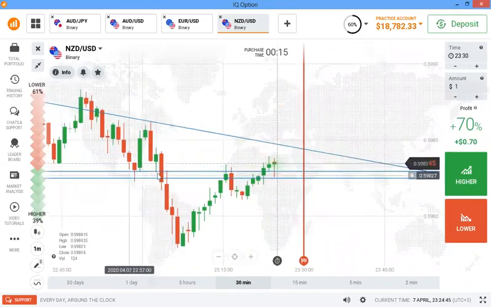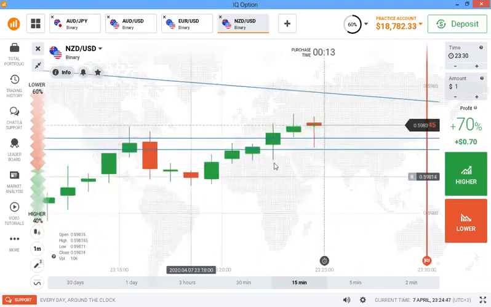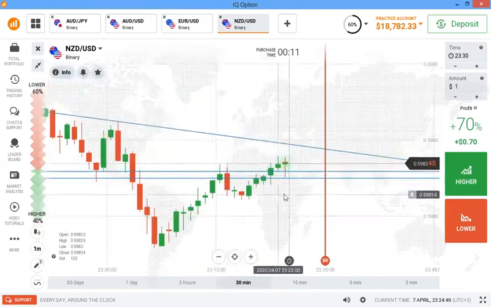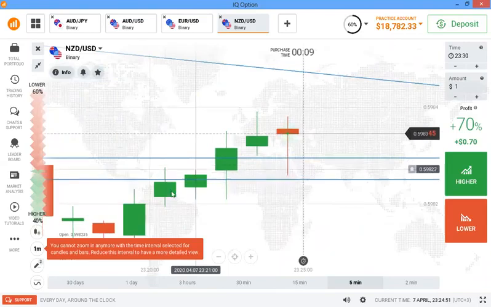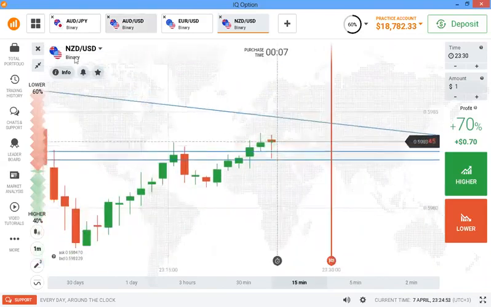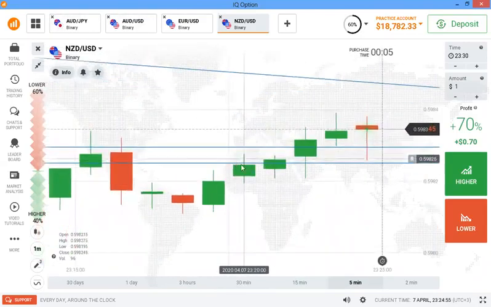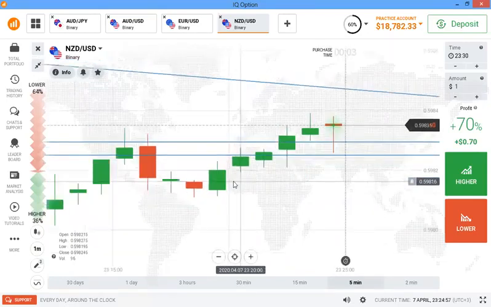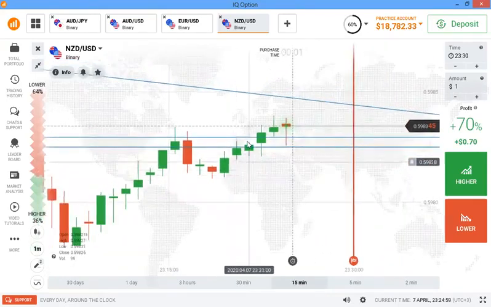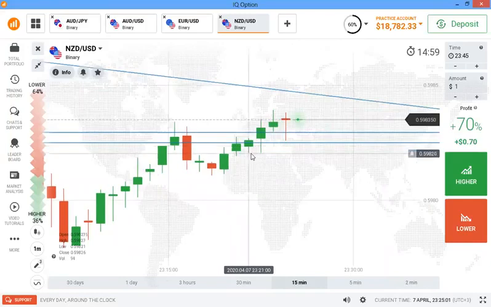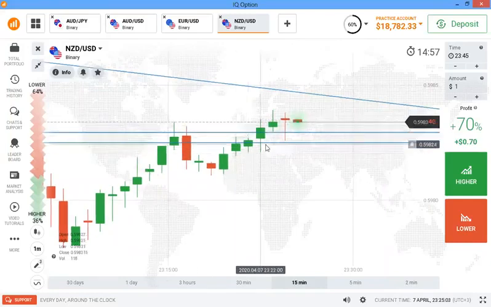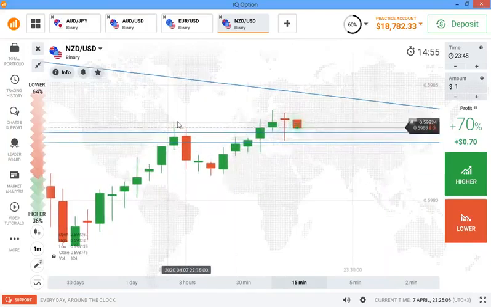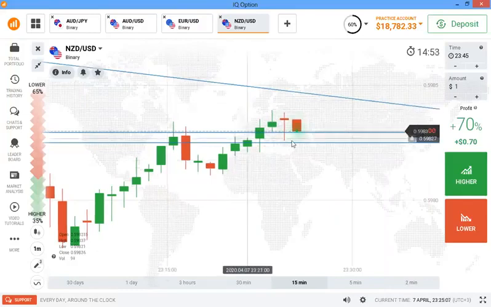Don't focus on the level. Focus on the major thing, what happened here. Maybe you just open your chart and see the market is on this level and you want to place your trade. It's a lower option. So you might lose the trade here because you didn't observe what has happened on this level before you place your trade.